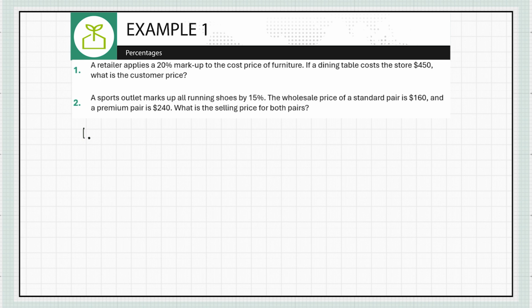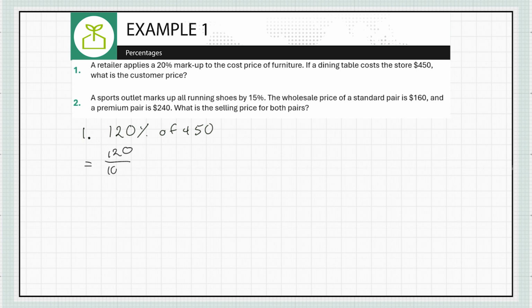So if it's doing a 25% markup to the cost of furniture, if a dining table costs the store $450, what is the customer price? So the store paid $450, they're going to mark it up by 20%, and then they're going to sell it to the customer. So all we need to do is determine 120% of $450.